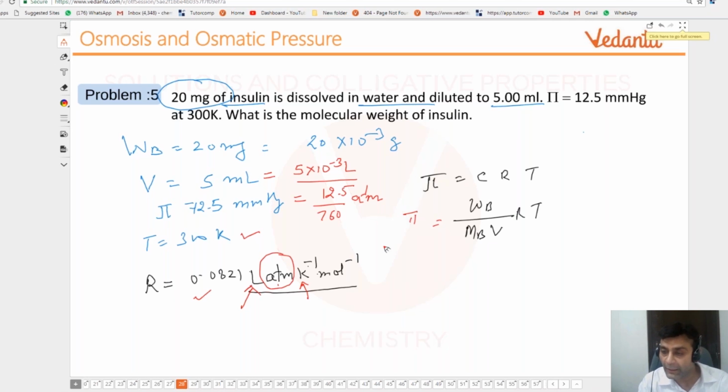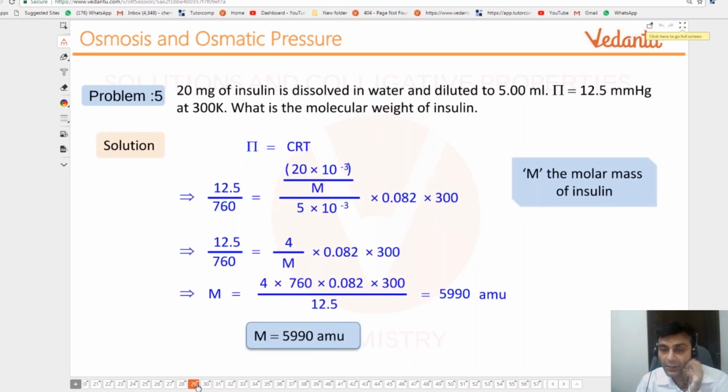Is everybody getting me? Good. So now see how I have done here. See, the pressure I have converted into atmosphere. Volume in liter I have converted here.